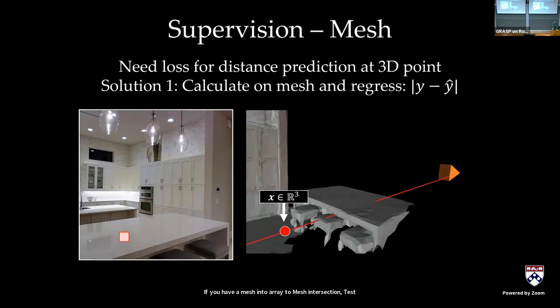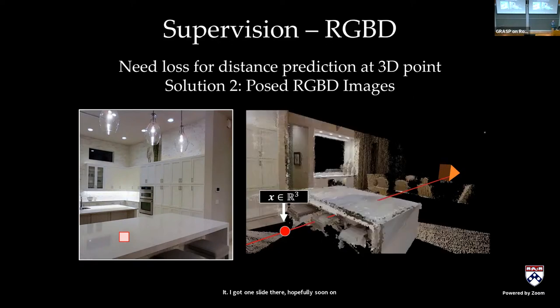The other thing that I can't talk about, it's still under embargo, our sponsors are reviewing it. I got one slide cleared, hopefully soon on arXiv. You can do this also with posed RGBD images. So if I have this scene, I can take a view from another camera. And I'm going to show you the general idea, soon to come out on arXiv once it gets clearance.